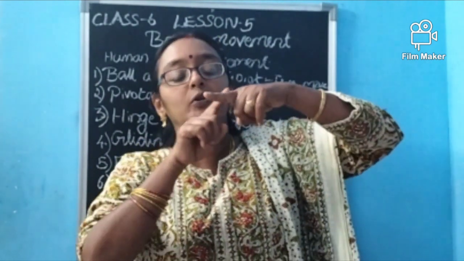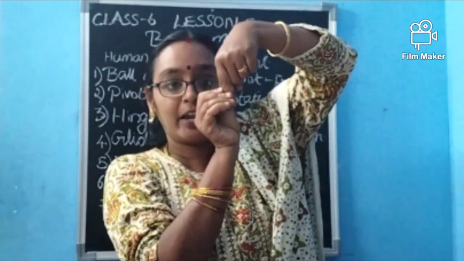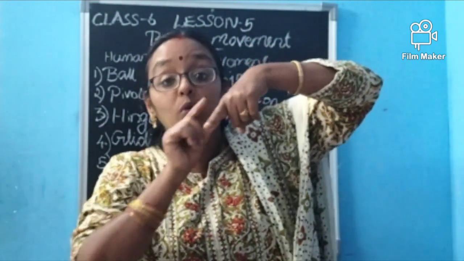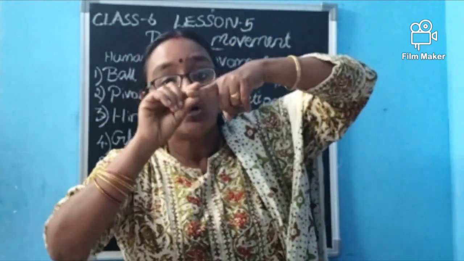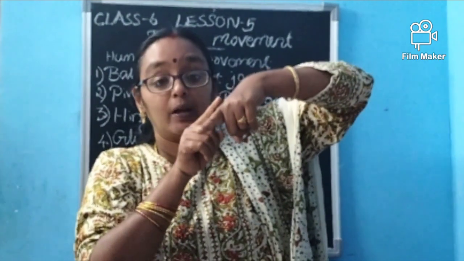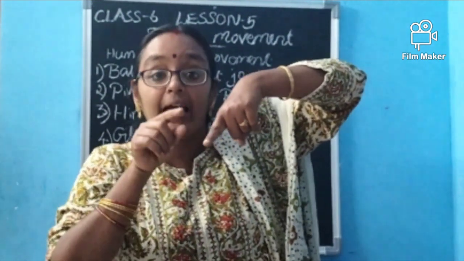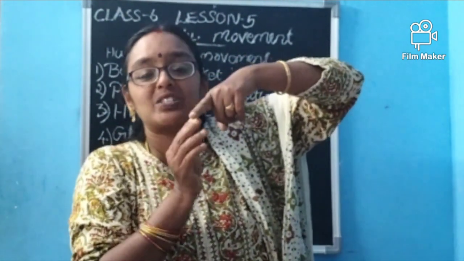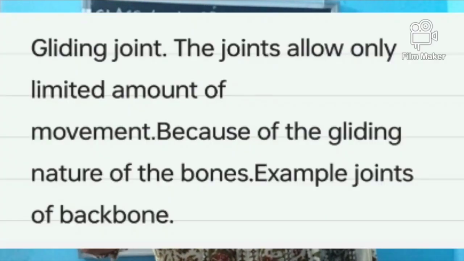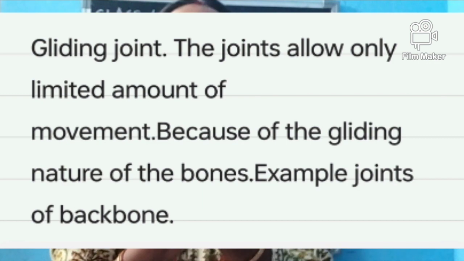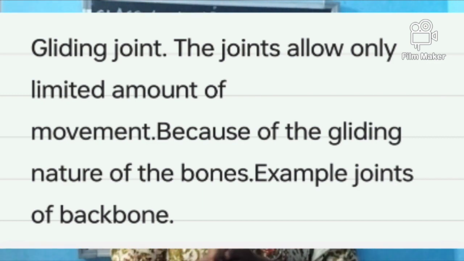We are not able to make the leg straight. Can we make our foot straight? No. We can move the foot at the ankle joint, but only to a little extent. We can move it a little up and a little down. That is gliding joint. The bones will glide over one another, which makes a gliding joint.